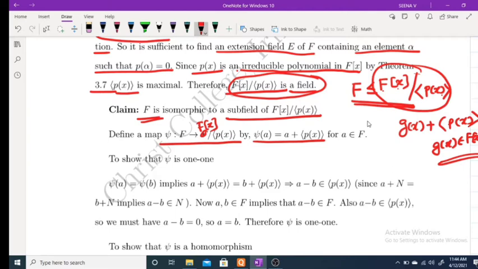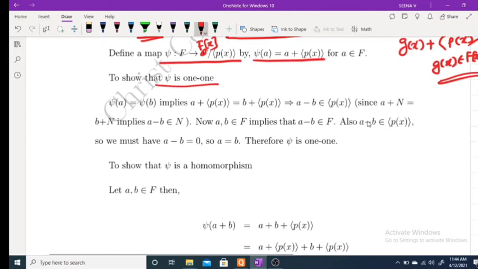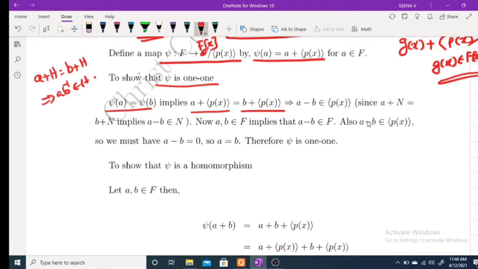Okay, now we are going to prove psi is 1 to 1. Psi of a equal to psi of b implies what we get? a plus the ideal generated by P(x) equal to b plus the ideal generated by P(x). We have a result: a plus H equal to b plus H implies a b inverse belongs to H. Using this result, with addition, a minus b belongs to the ideal generated by P(x). We have that result. Therefore, a minus b belongs to the ideal generated by P(x).